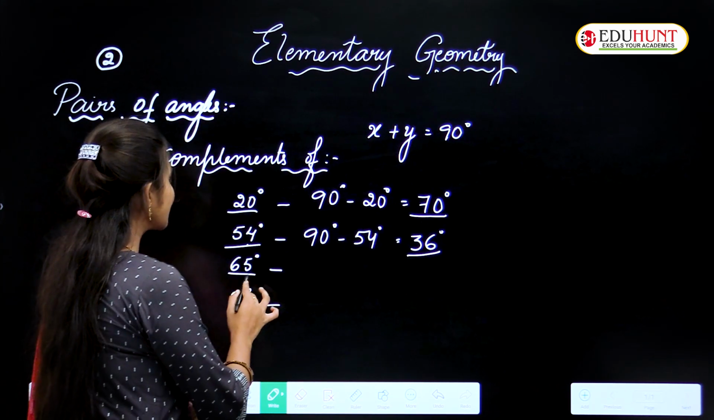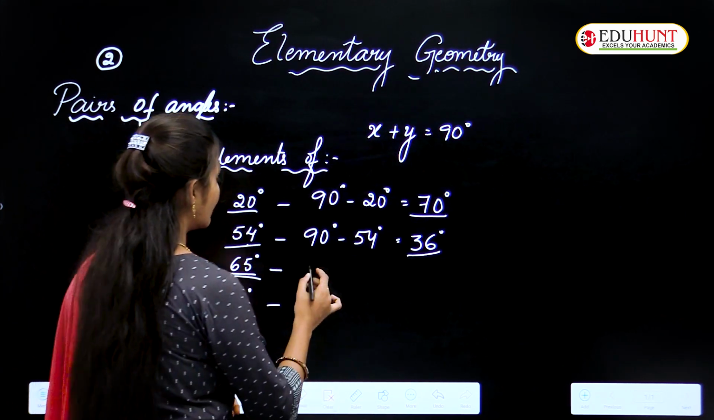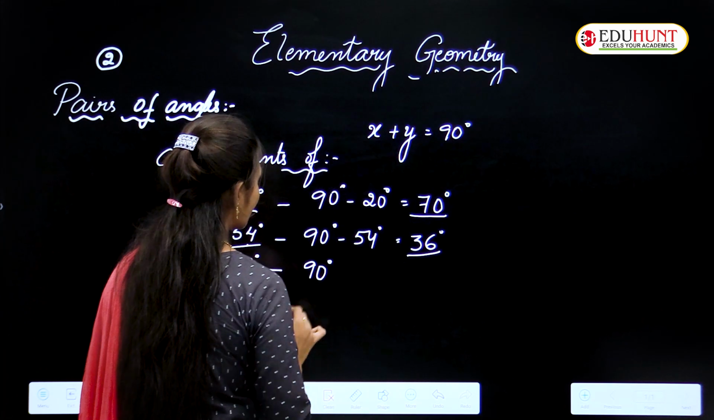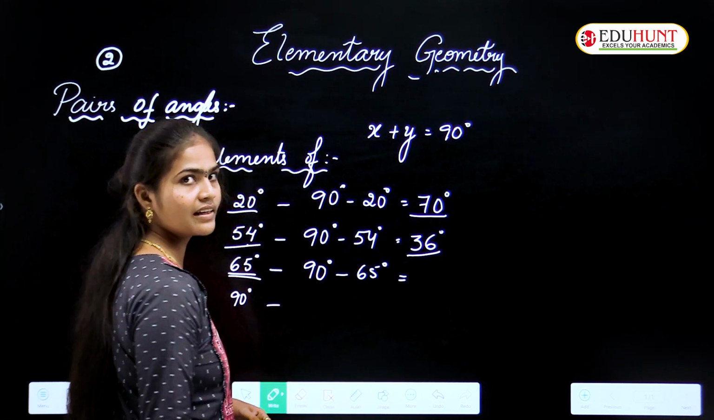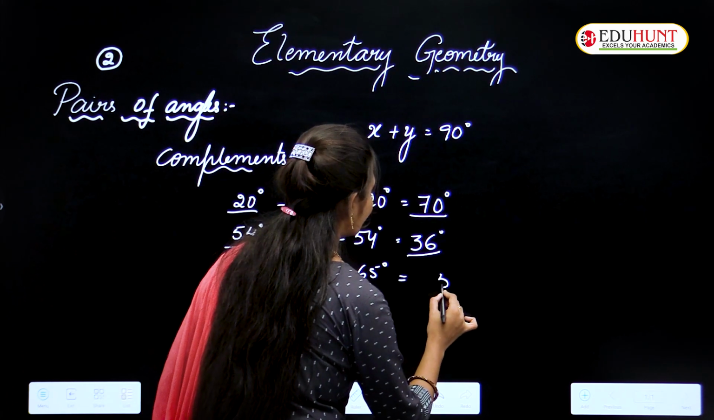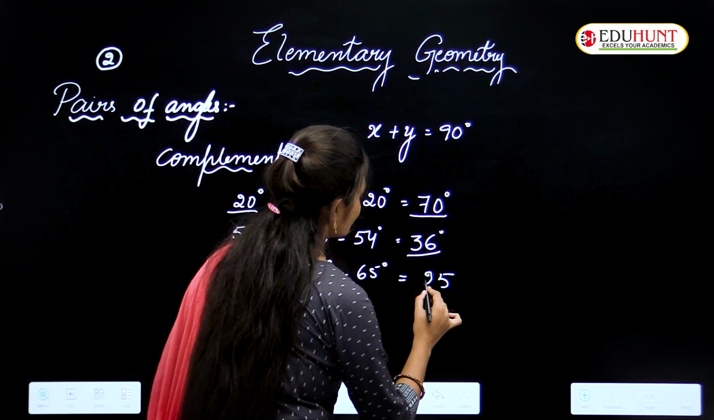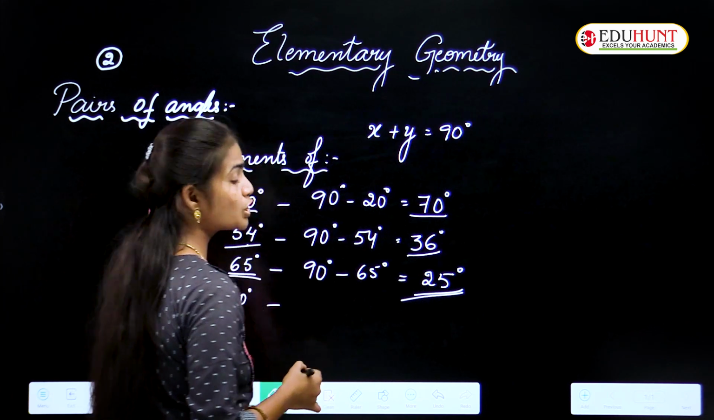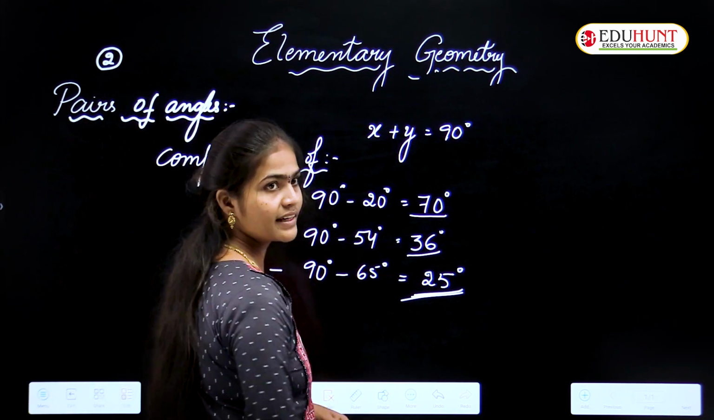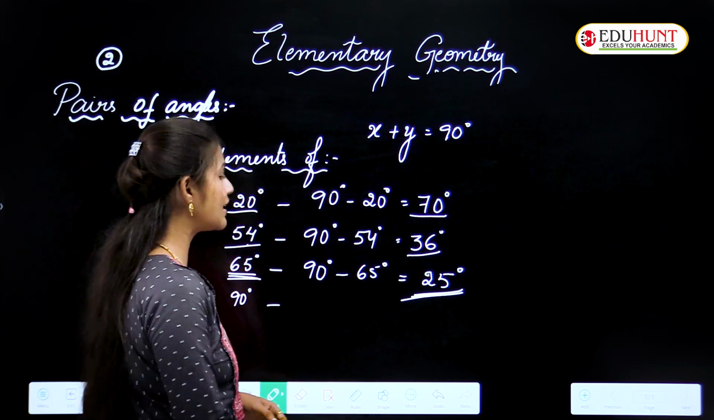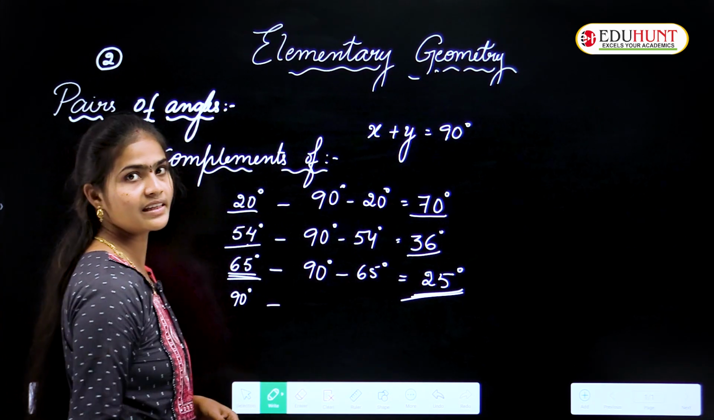Next is 65 degrees. Again the same process. 90 degrees minus 65 degrees. What will you get here? 10 minus 5 is 5 and here 8 minus 6 is 2. So that is nothing but 25 degrees. So 65 degrees and 25 degrees, those two are complementary angles and complement each other.